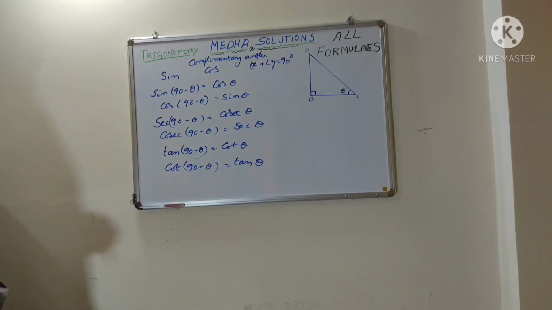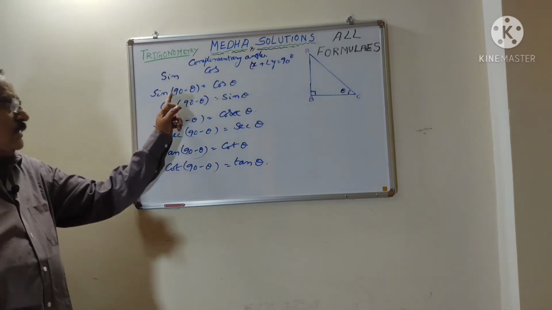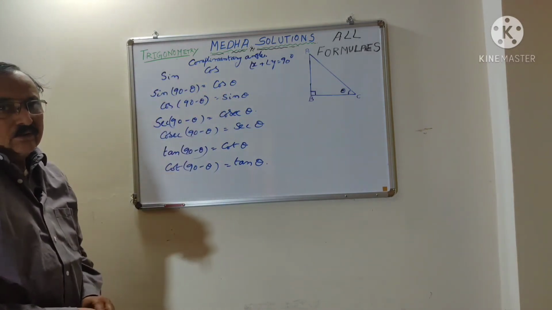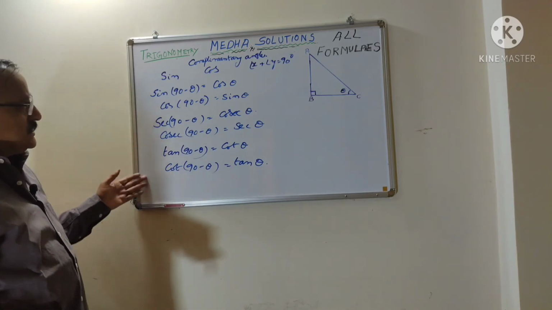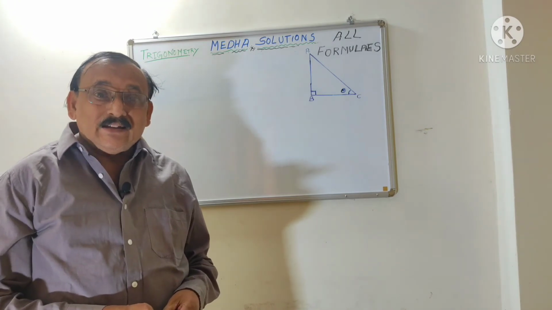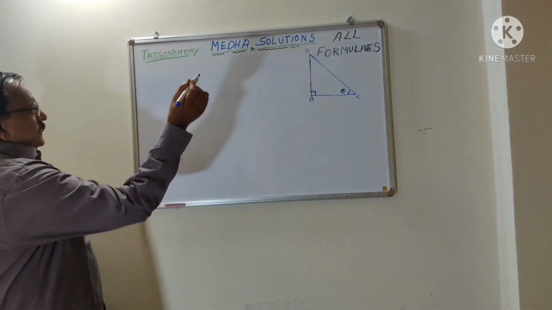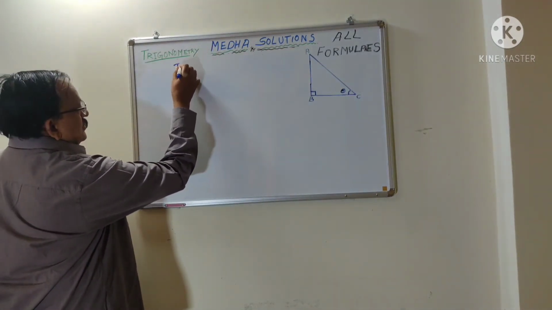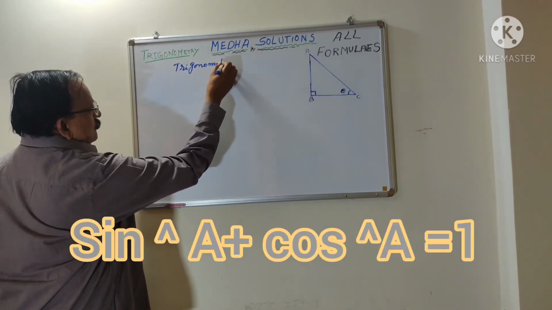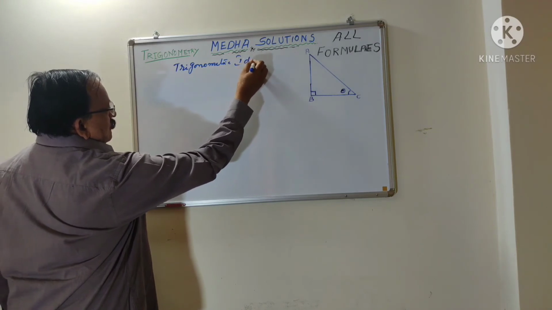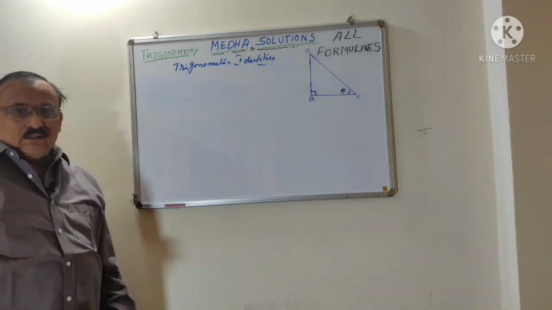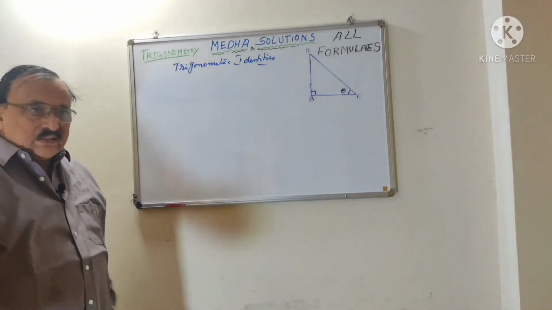Complementary relationship: when sine of one angle and cos of another angle, the two angles should add up to 90. So follow these steps. Students, we are going to learn about the identities, trigonometric identities. This is the most important topic in solving the sums.